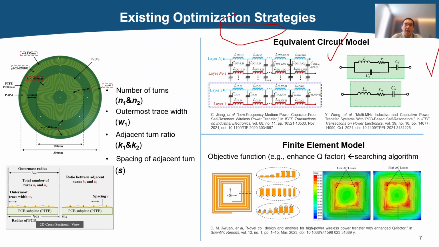This approach is typically implemented in simulation platforms such as ANSYS. While FEM-based optimization offers greater accuracy by capturing the electromagnetic interactions in detail, it is computationally intensive and time-consuming. Additionally, the optimization process often requires complex search algorithms to minimize the objective function effectively.